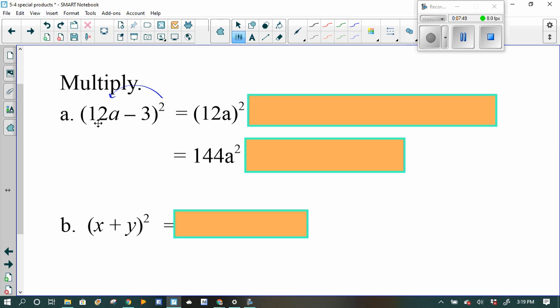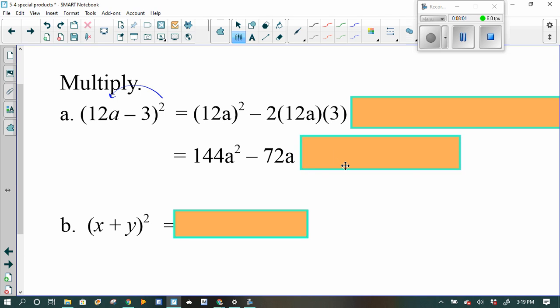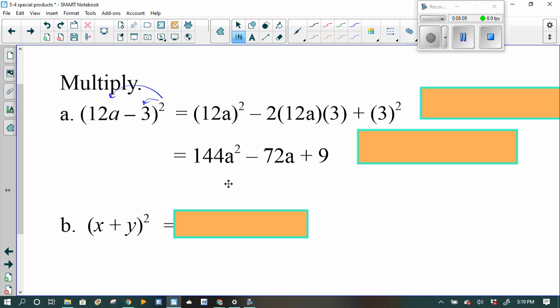Now you're going to have to multiply these two together, 12a times negative 3, and then double it, which is going to give us 72a. And then you're going to square the end. You're also going to square this, so 3 squared, which is 9. And you're done. That's your answer.